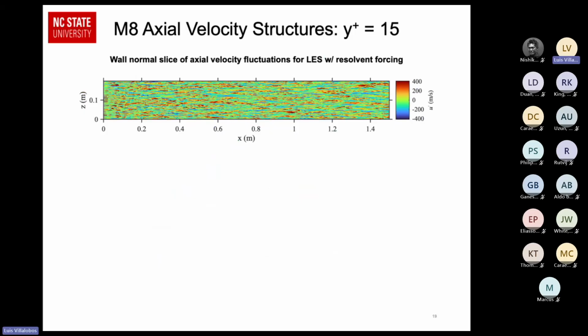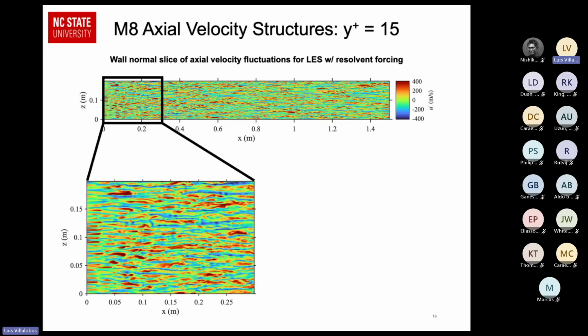So the whole point of the resolvent forcing technique was to impose these modes which resemble coherent structures into the boundary layer. So I wanted to see, is it actually doing this? Here we're looking at a wall normal slice of a Mach 8 turbulent boundary layer, and this is the whole domain in the spanwise and streamwise direction.